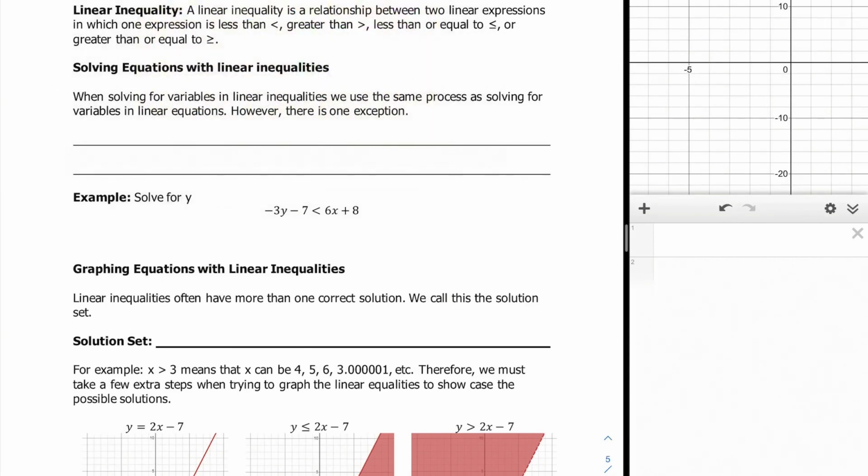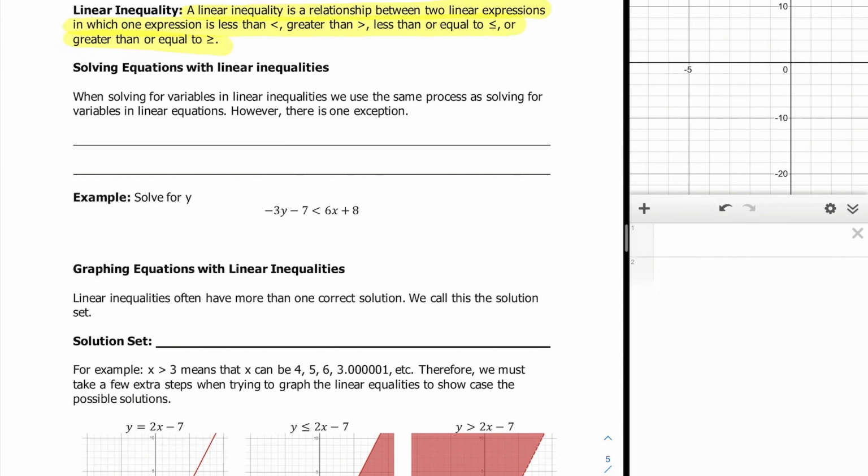So, first starters here, we're going to talk about graphing linear inequalities, which means you should probably know what a linear inequality is. A linear inequality is similar to a linear equation, except there's not an equal sign there. It is a relationship between two linear expressions in which one expression is less than, greater than, less than or equal to, or greater than or equal to. So instead of an equal sign, we've got those symbols instead.